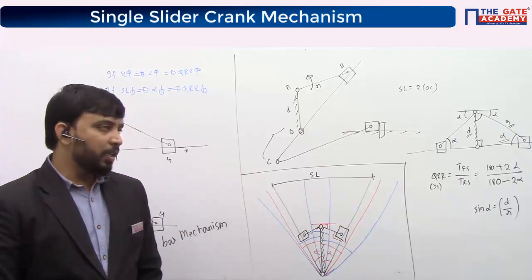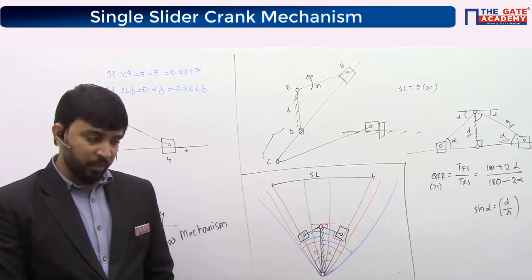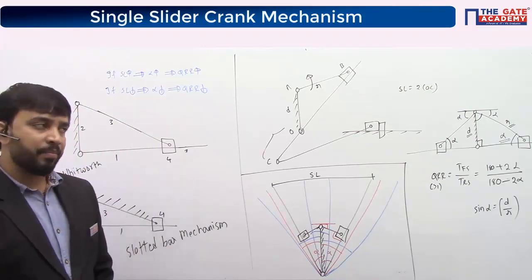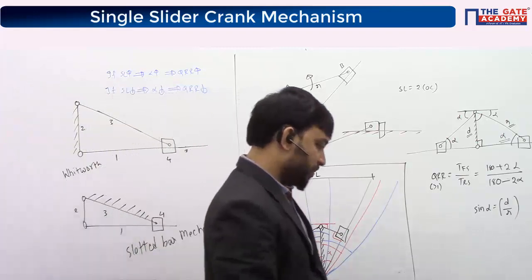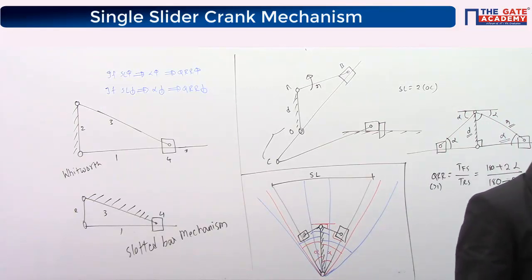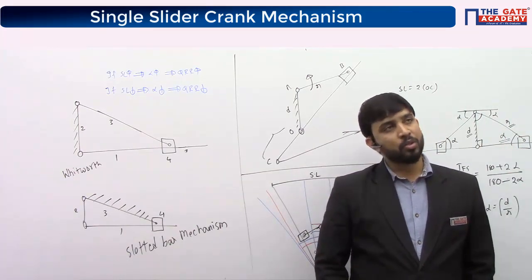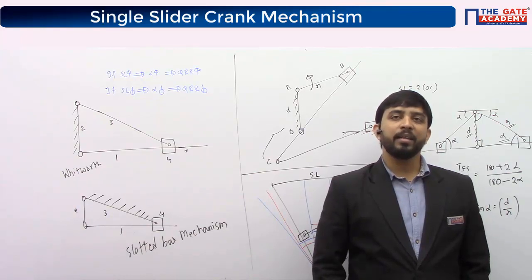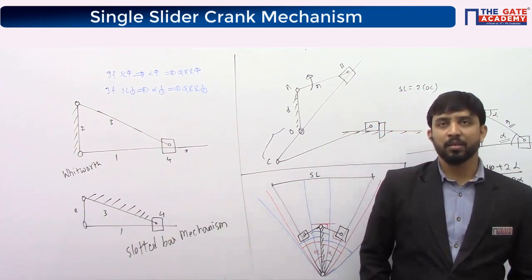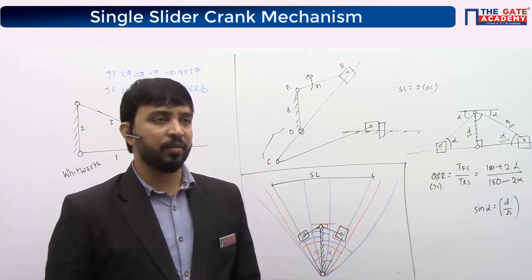Next point. In Whitworth mechanism, stroke length is independent of alpha. Stroke length can be increased and decreased without affecting quick return ratio.